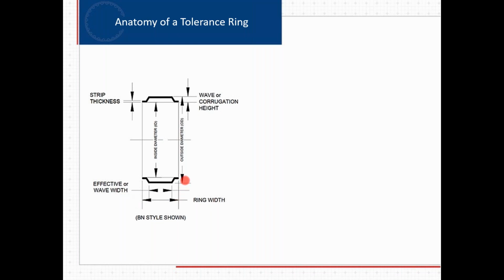We have the total ring width, which is the axial width of the ring. Then we have what we call the effective or wave width, which is actually the approximate width of the bump or corrugation itself, and that's determined by what tool we happen to use.